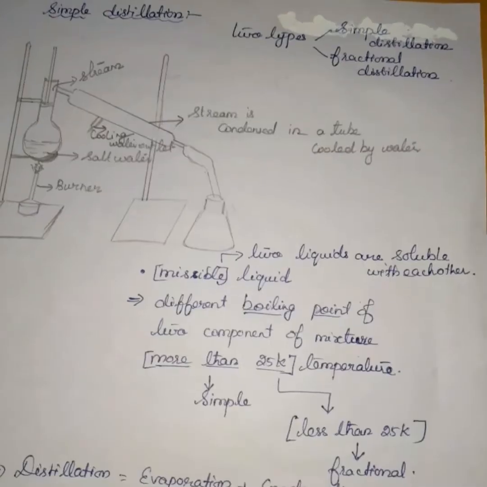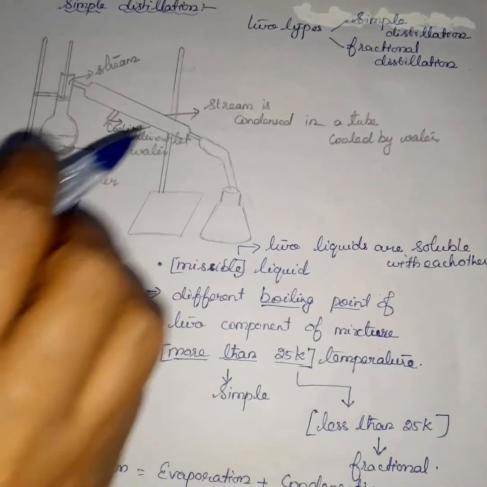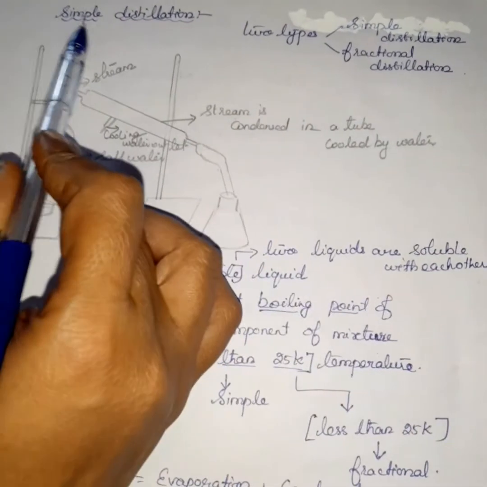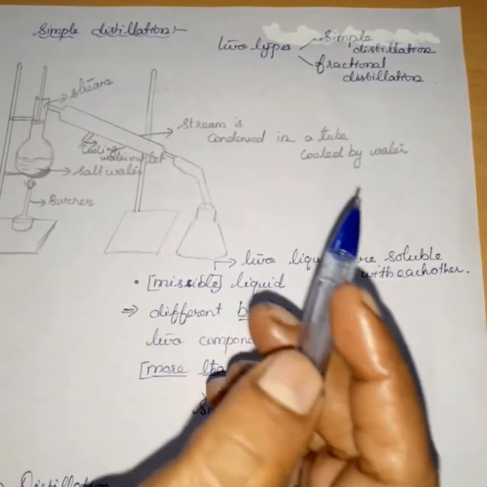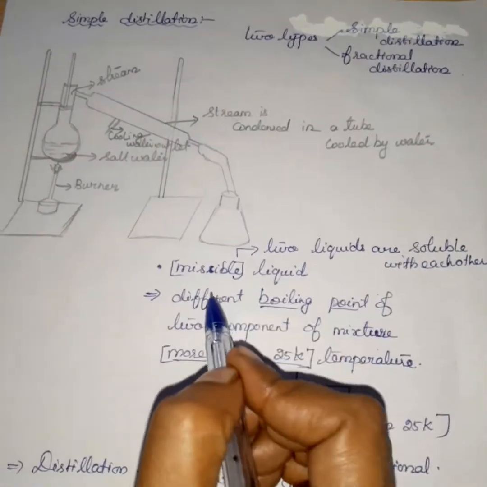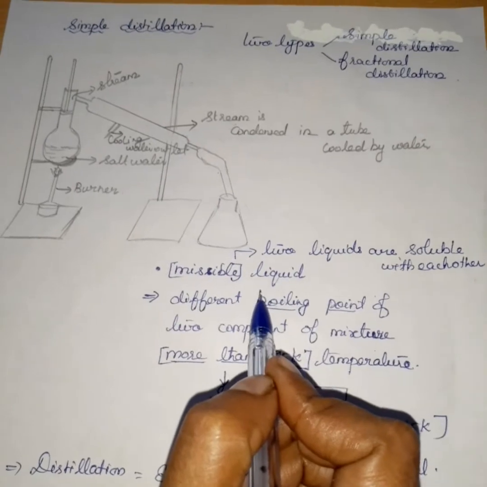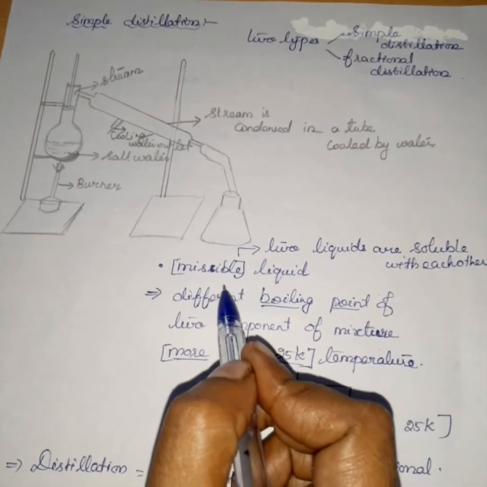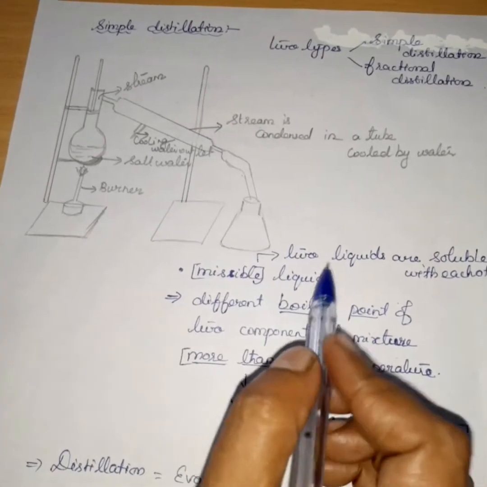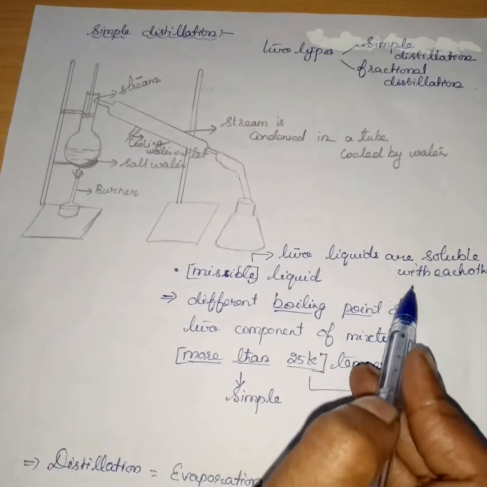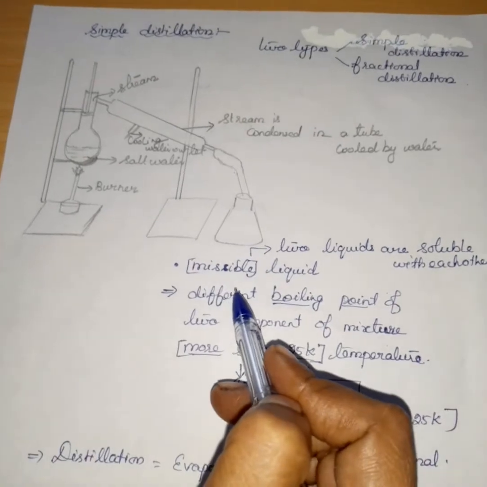Now we are going to discuss the topic of simple distillation. We separate miscible liquids according to their boiling points. So what is a miscible liquid? Two liquids that are soluble in each other are called miscible liquids.